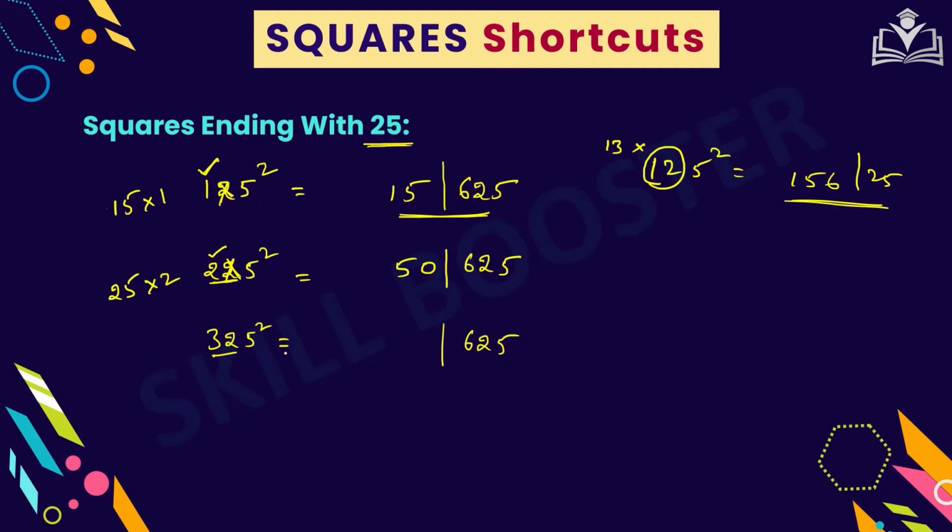Similarly, 325, last 3 digits 625. And close this middle number. I can see the number 35. 35 into this number 3. 35 into 3 is 105. 35 threes are 105. So 325 square is equal to 105625. In this way, you can calculate the squares which are ending with 25.